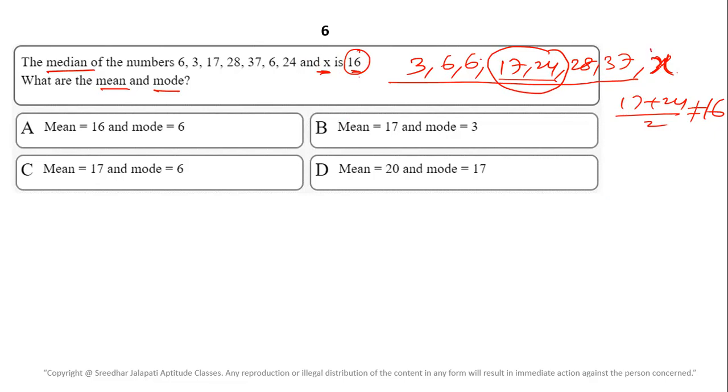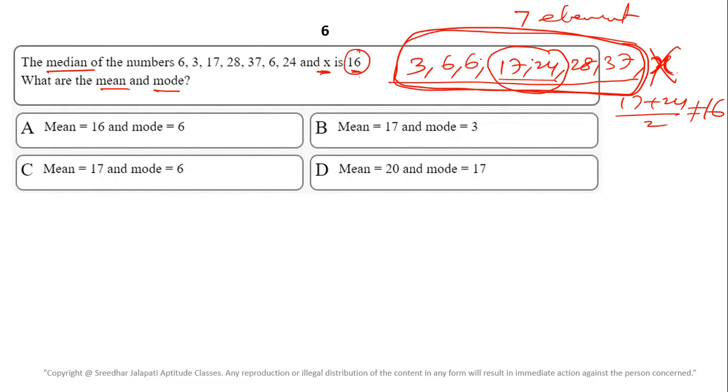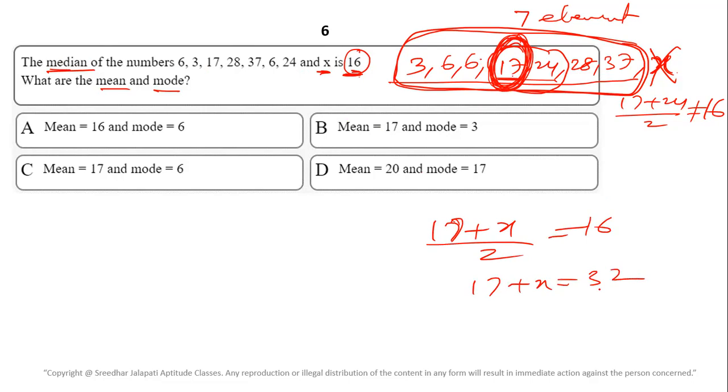By the way, if you notice, without x there are already 7 elements. In these 7 elements, 17 is already in the middle. That means 17 is definitely going to be involved as one of the elements in finding the median. So since the median is 16, (17 plus x) by 2 is 16. So 17 plus x is equal to 32, so x is equal to 15. So if the median has to be 16 for this data, x must be 15.